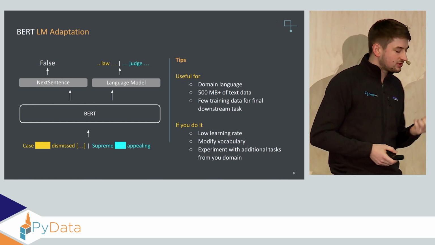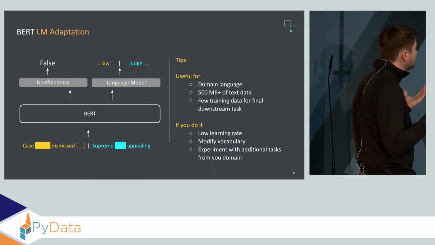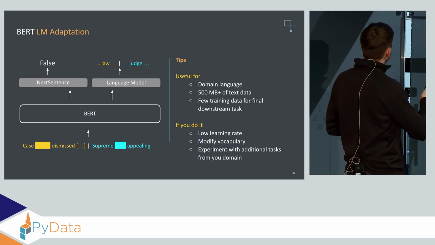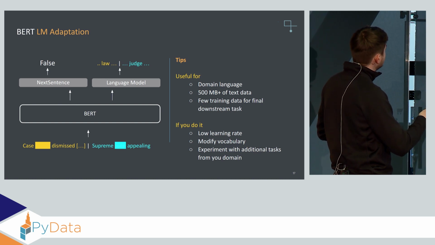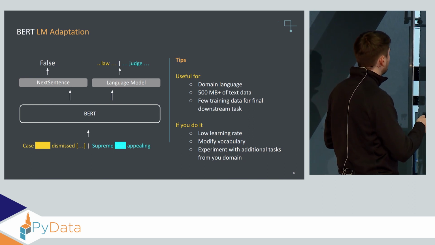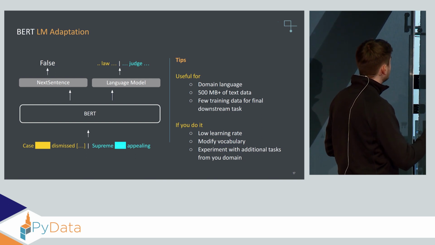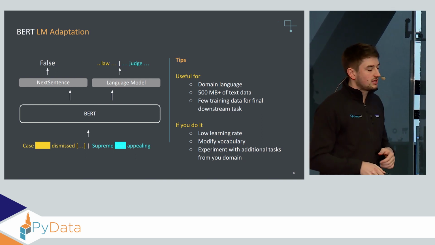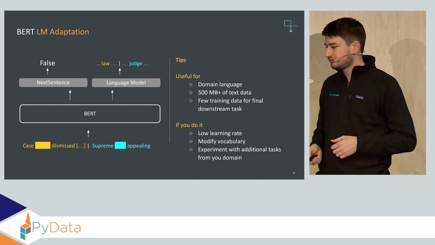What also helped in many projects that we conducted is experimenting with additional tasks. So we have this next sentence task and language modeling, but in some domains you also have access to additional meta information. So for example, what kind of contract this sentence comes from. And you can do some classification as a third task. This also then helps to learn more about the domain that you're in.